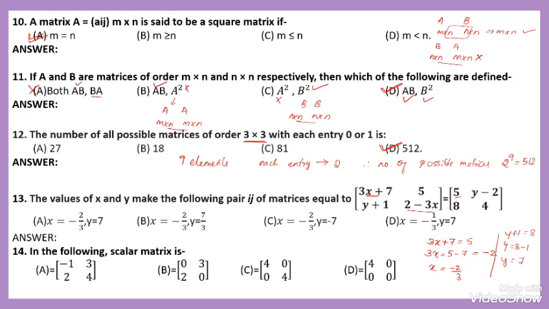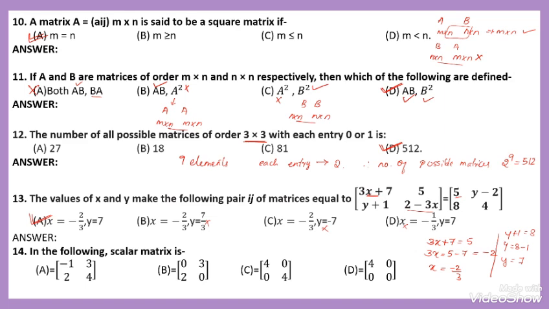Now, checking the options. The first option, x is equal to minus 2 by 3. Yes, correct. y is equal to 7. The option A is correct: x is equal to minus 2 by 3 and y is equal to 7. Here the x value is correct but y is wrong. Here x is correct, y wrong. Here y is correct, x is wrong.